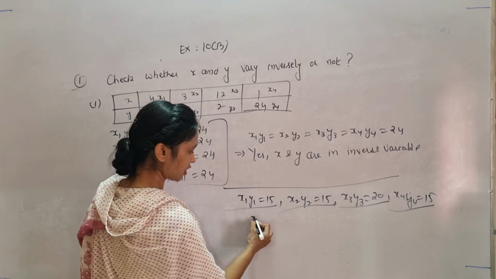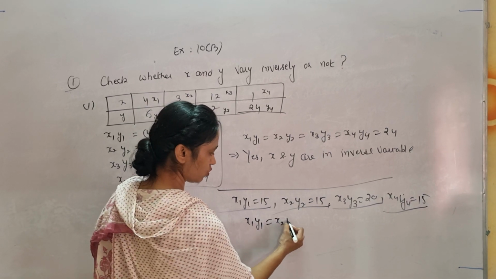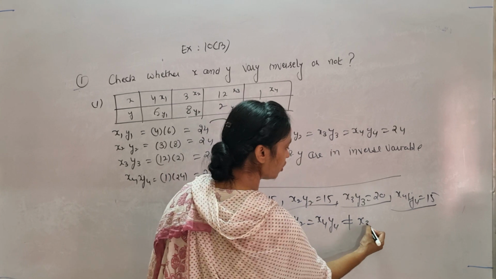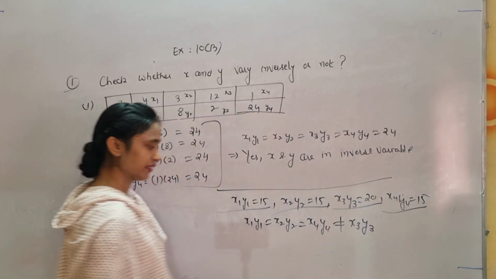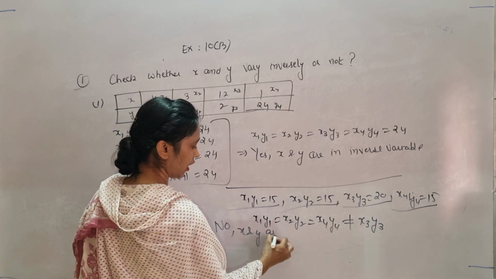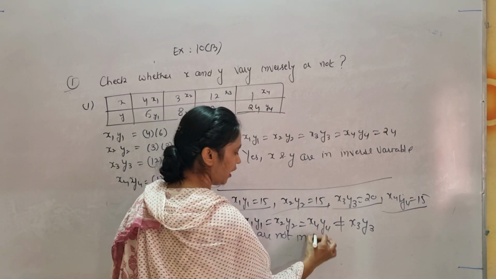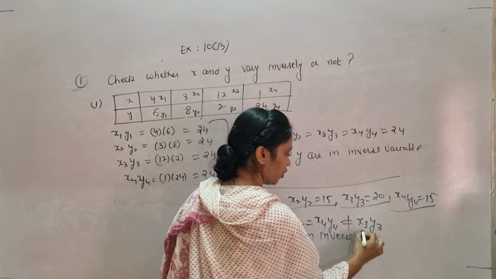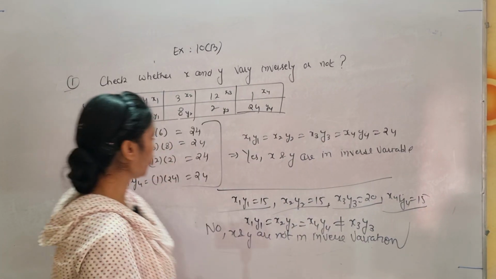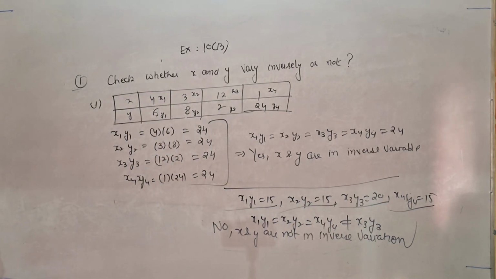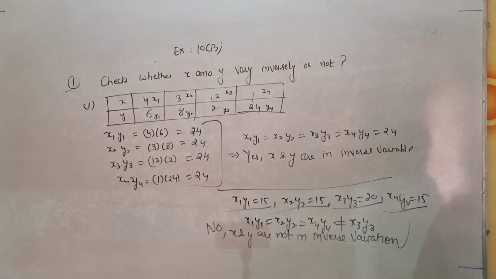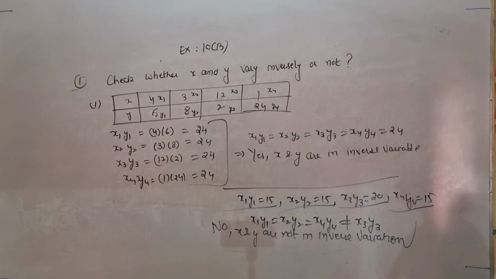Okay, you will write x1 y1 is equal to x2 y2 is equal to x4 y4, but they are not equal to x3 y3. Then you will write no, x and y are not in inverse variation. Okay, I hope this sum is clear to you. See the next one.